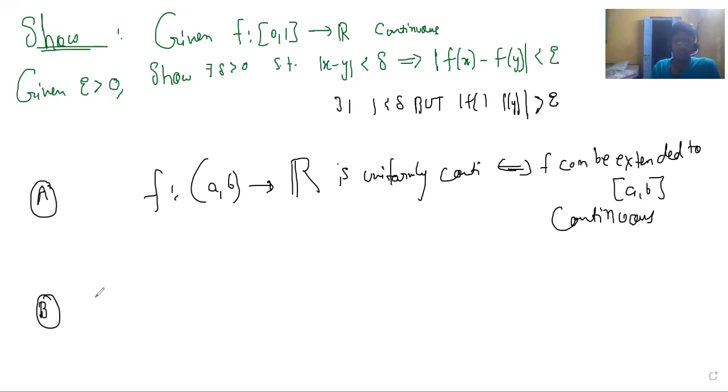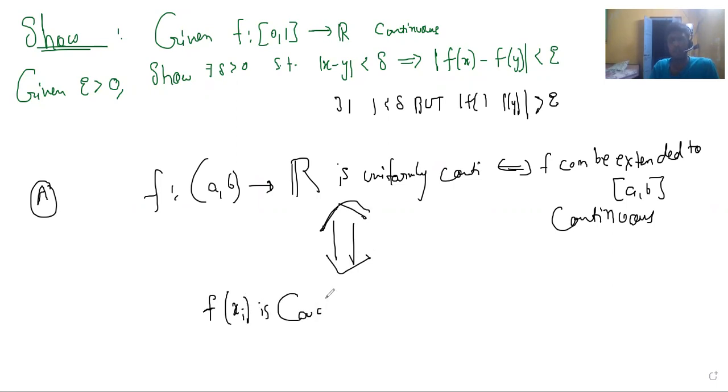And here is another thing. It should be true; if it is not true, then it will be true for closed intervals. f of a Cauchy sequence: f of x_i is Cauchy if x_i is Cauchy.